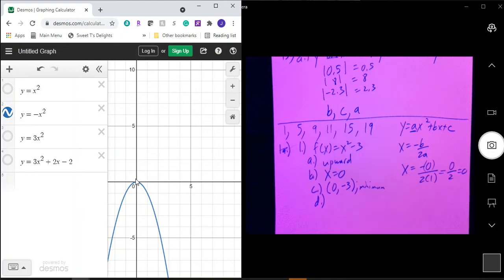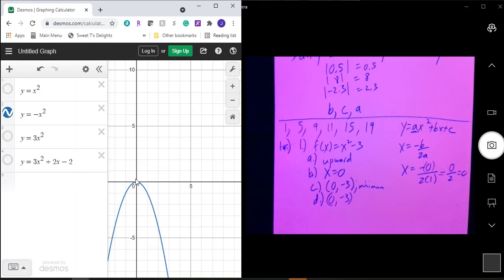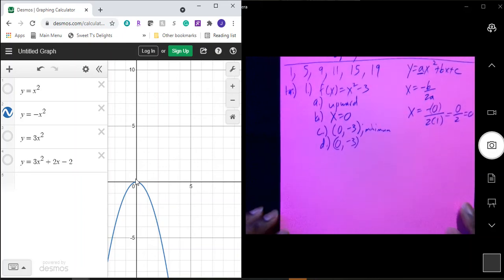Now we come to D. D says the y-intercept. We know the y-intercept is when x is 0. So it turns out that the vertex and the y-intercept, or vertical intercept, are the same. It's not always the case, but it just so happened to be in this situation.